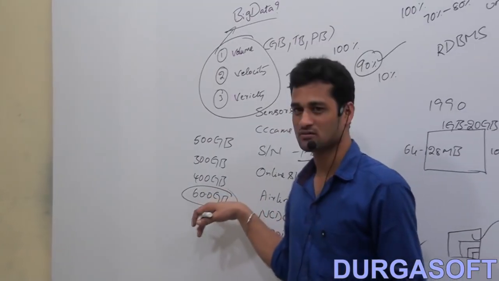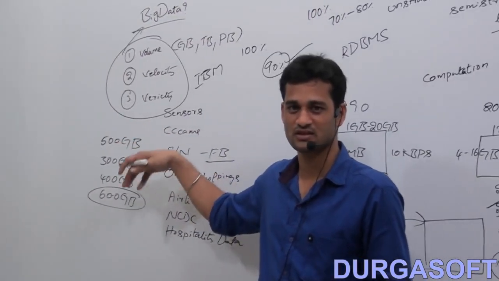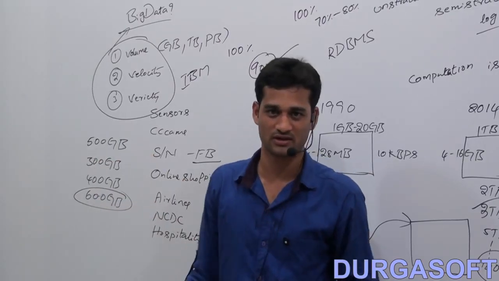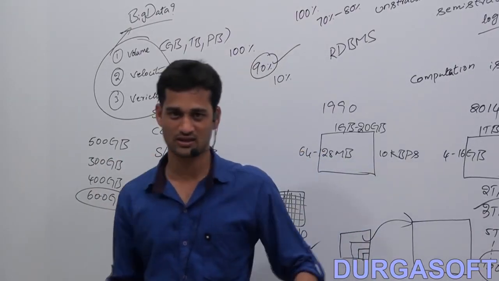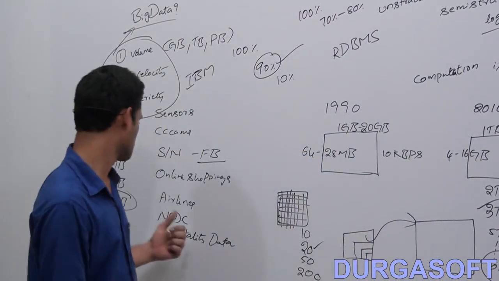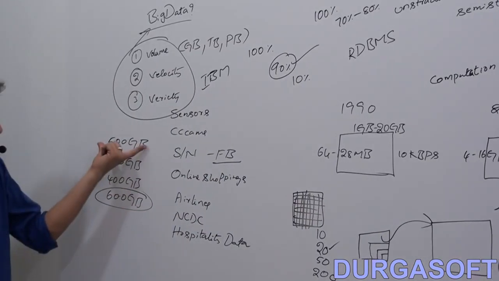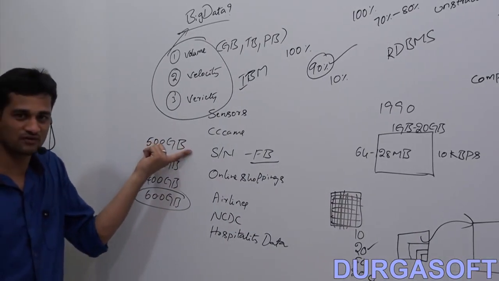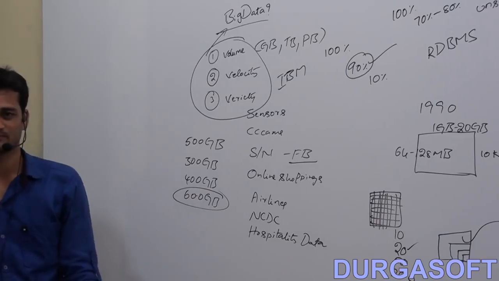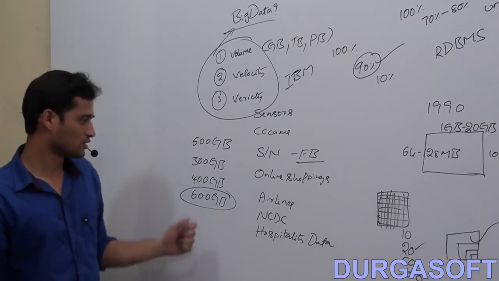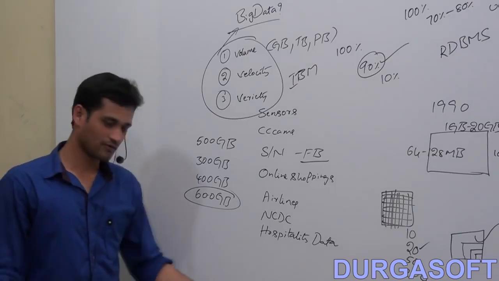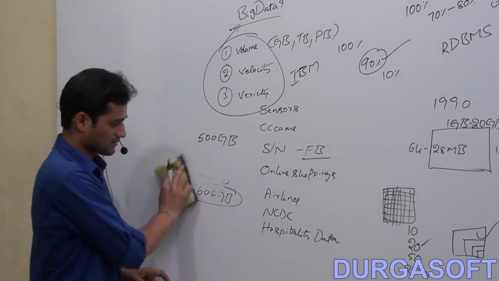If you cannot store, you cannot process. So that data is beyond the storage capacity, beyond the processing power, right? If you cannot store that data, you definitely cannot process it. Simply to say, this 600 GB of data is big data for this 500 GB system. Okay, fine.